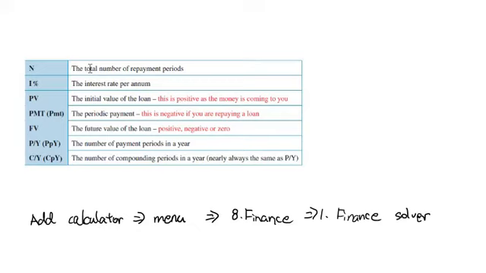The capital N is representing the total number of repayment periods. For example, if you decide to pay off the loan in 4 separate periods, then your N number is equal to 4. And the capital I percentage is the interest rate per annum.